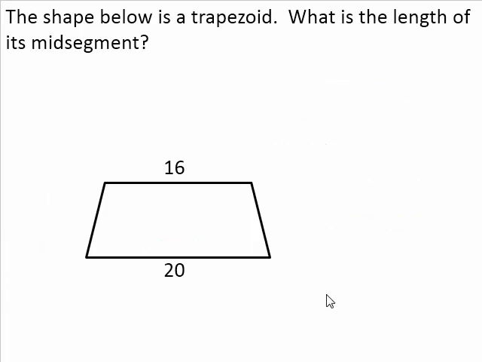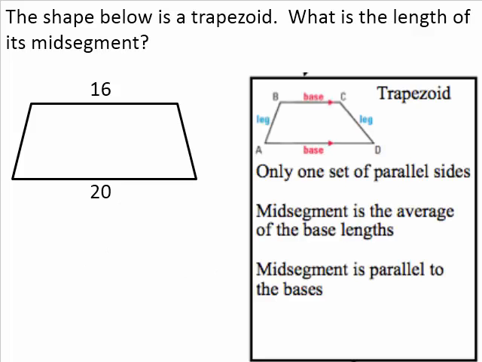So the shape below is a trapezoid. What is the length of its midsegment? Go ahead and look up the property of the midsegment of a trapezoid and see if you can find the measure of the midsegment of this trapezoid. So as you look it up, you'll note that for trapezoids, the midsegment is the average of the base lengths.